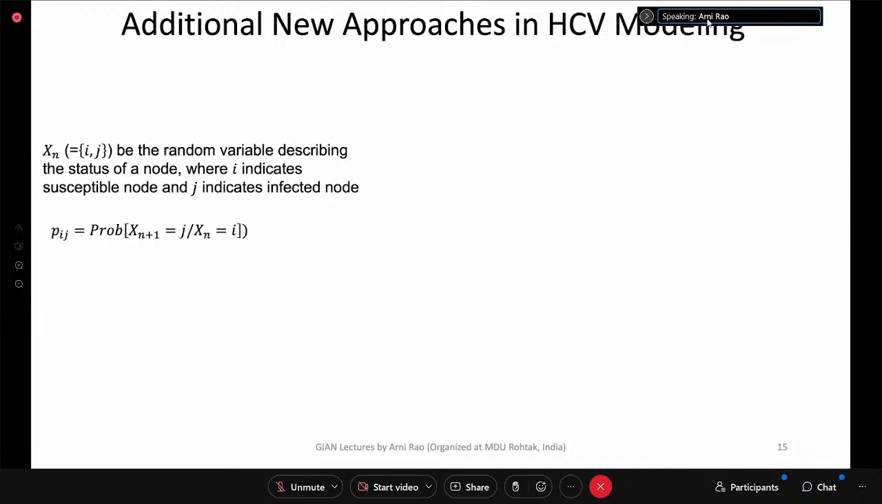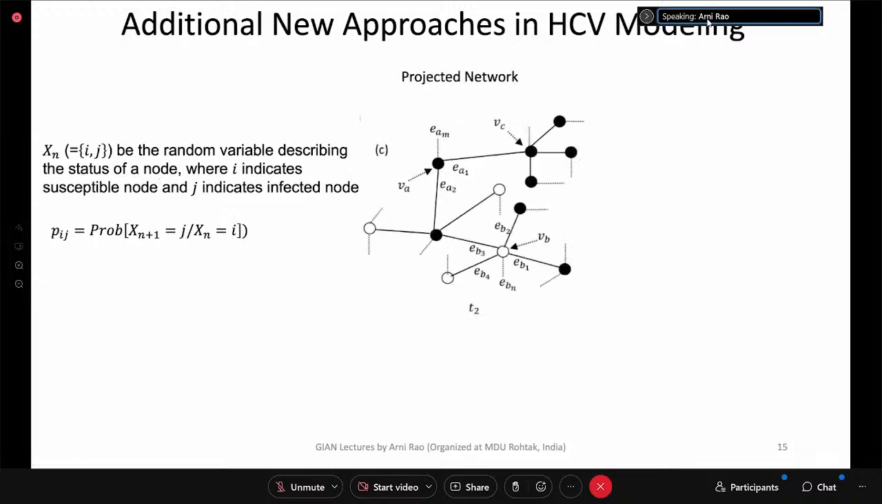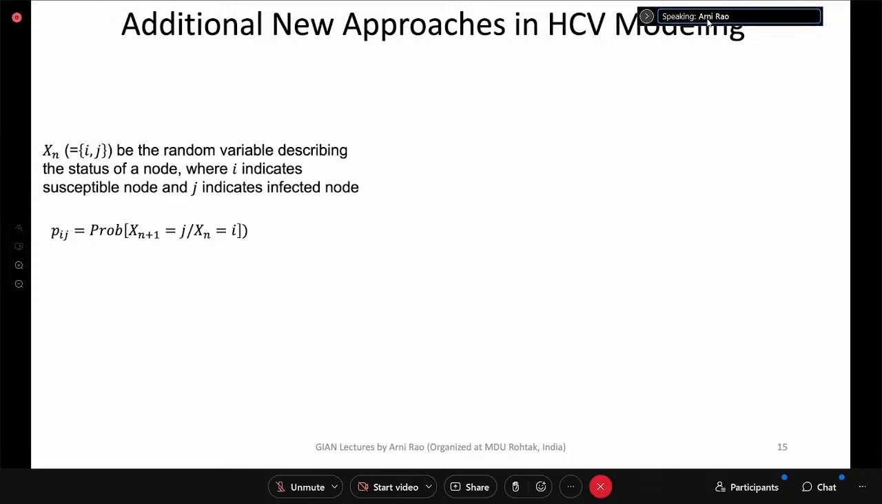Now, what you learned in the last few days about stochastic processes, how can we use that in this kind of modeling approach? Suppose X_n(i,j) is the random variable describing the status of a node. That means here the outcome of the random variable is the status of the node. I indicates susceptible, j indicates infected. So X_n(i,j) means the status of the individual at the nth time step, whether he or she is infected or not infected.